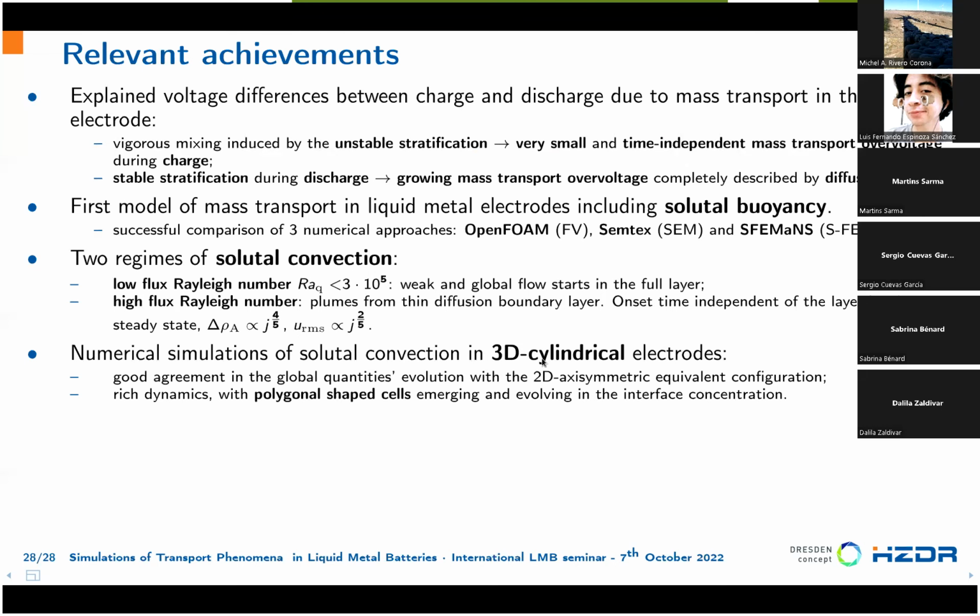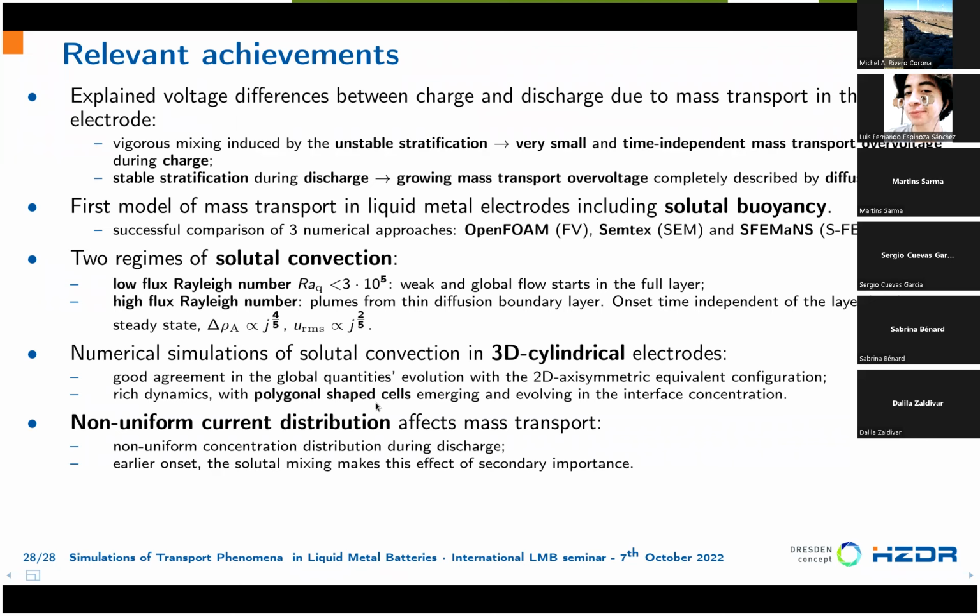We also study solutal convection in 3D electrodes, and we see that they agree very well with 2D axisymmetric, but the dynamics is not at all axisymmetric. We have very nice plumes and polygonal-shaped cells evolving at the interface. We also show that in reality, in liquid metal batteries, the current distribution is not uniform at the positive electrode-electrolyte interface, but this affects mostly discharge, and solutal convection in charge makes the effect of non-uniform current distribution secondary.